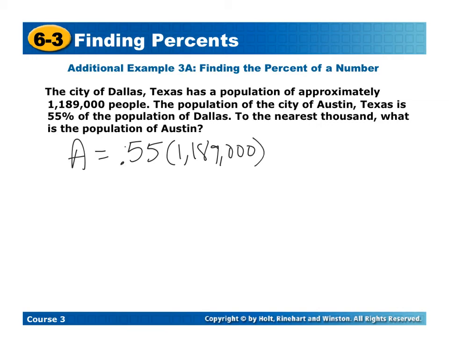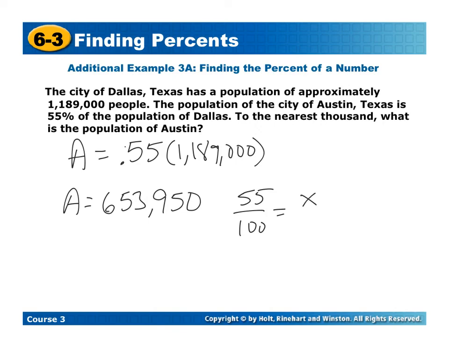So when we do this, we can take our 0.55 times our 1,189,000, and we get that the population of Austin is equal to 653,950. Now I used the equation. You could also have set this up with a proportion. So basically it would still be 55% over 100, and then we're looking for the part out of the whole, which would be the 1,189,000.